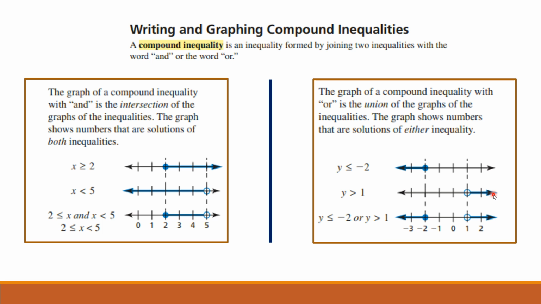Our combined solution is the values of y that satisfy either of the inequalities. So we say that y can be less than or equal to negative 2, or y is greater than 1. So the combined graph shows the boundary point at negative 2 shaded to the left with negative 2 filled in, and our boundary point of 1 with an open circle for not included and shaded to the right. So we have a compound inequality with "and," where we have a solution where the x values meet both criteria. We have a union with "or," where we can have either one or the other.